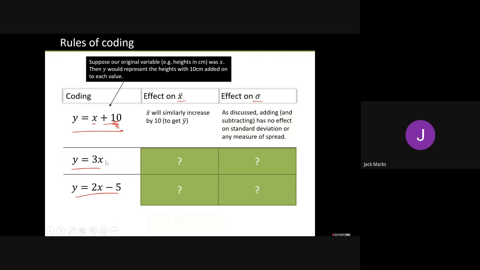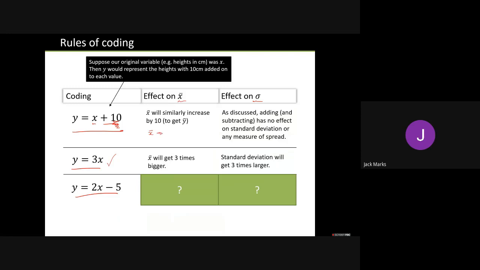Y equals 3x. Well, we have actually just done this one on the previous slide. This was scaling up by 3. So we saw that the mean height will definitely change. It will get bigger, as we expect, 3 times. And standard deviation will also get bigger, by 3 times. So what's happening so far? It seems as though the mean gets affected by everything: addition, subtraction, multiplication, division. What's happening with standard deviation? It seems to be only if it's multiplication or division.